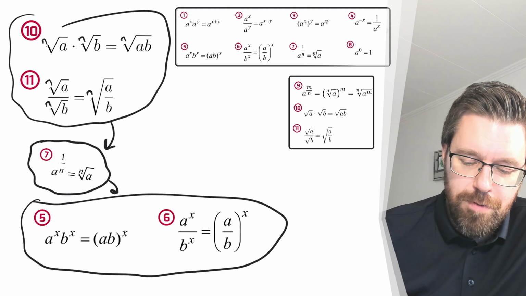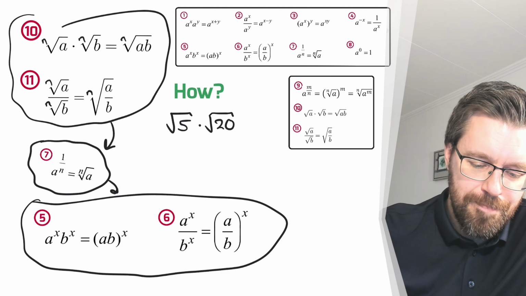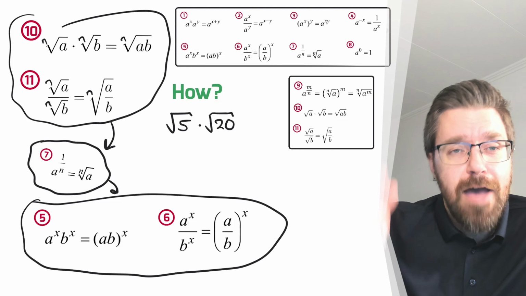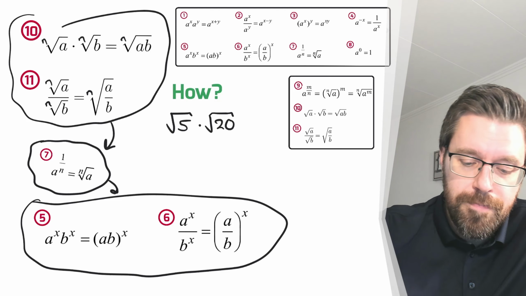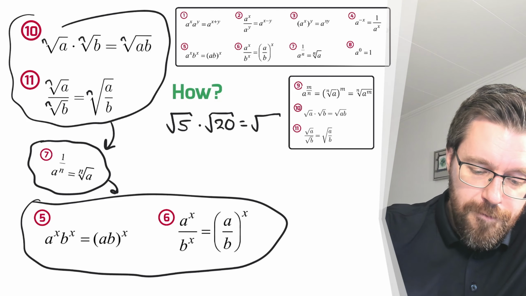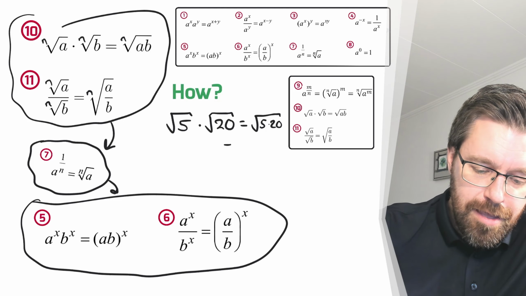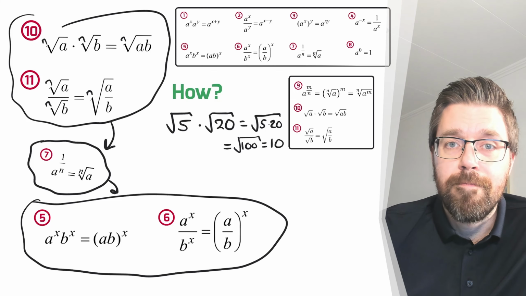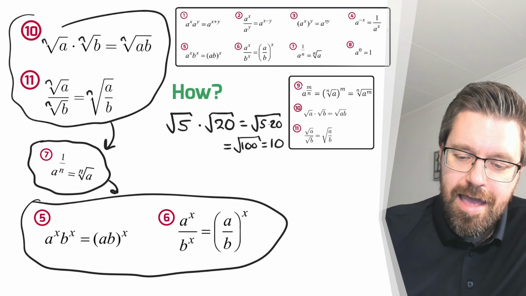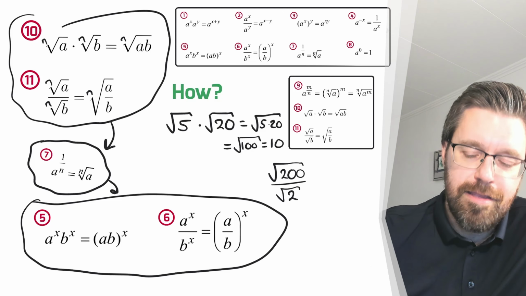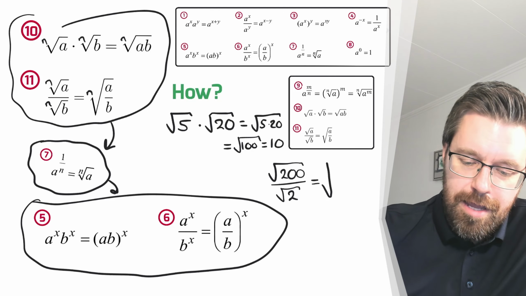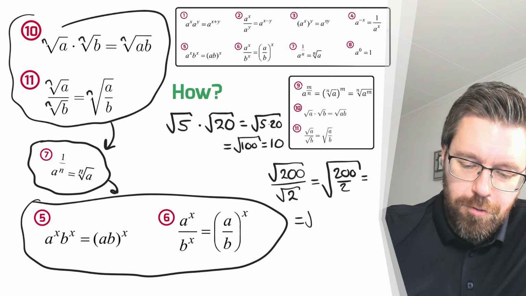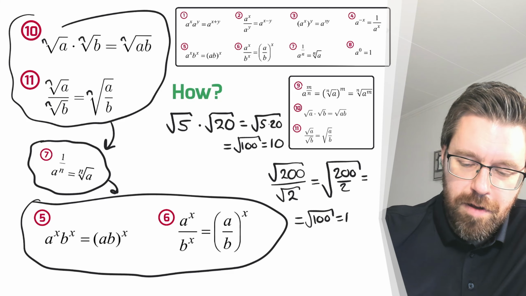So a quick example, if you have like this, it's kind of hard to calculate the square root of 5 in your head, and the same for the square root of 20, but it equals the square root of 5 times 20, and that means the square root of 100, and then it means 10. 10 times 10 equals 100. And of course, if we have it like this, then we can write it as a big square root of 200 divided by 2, and then it means the square root of 100 in this example, and it equals 10.